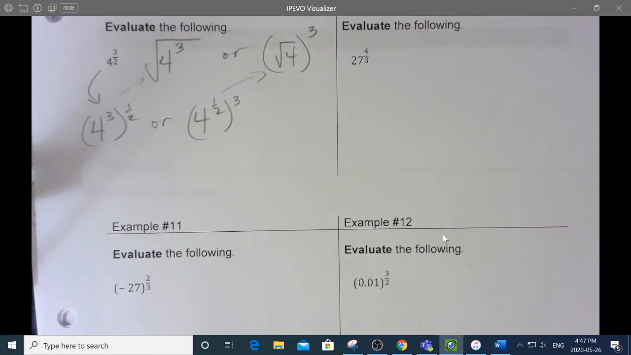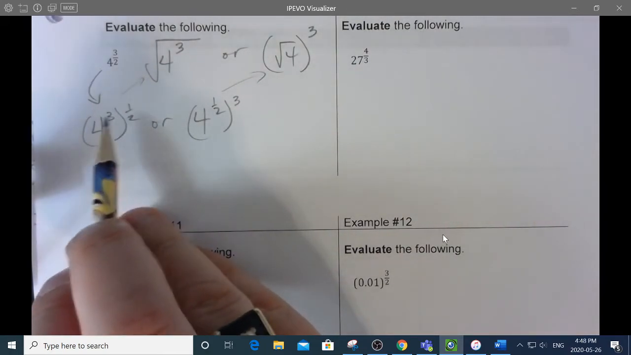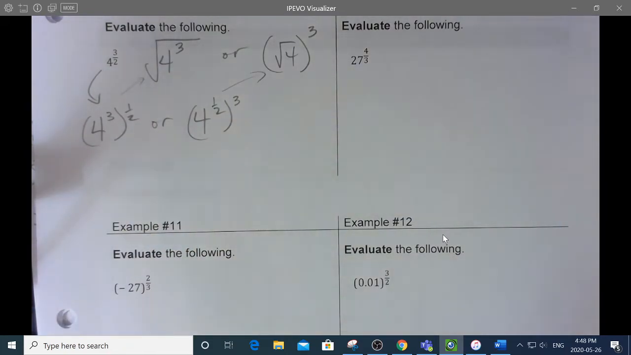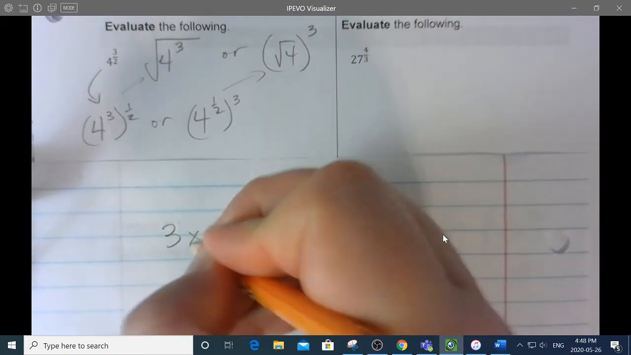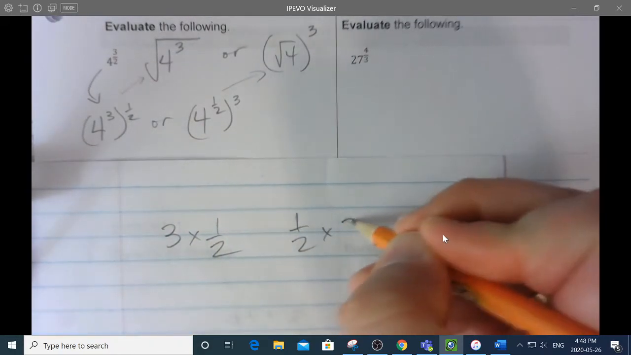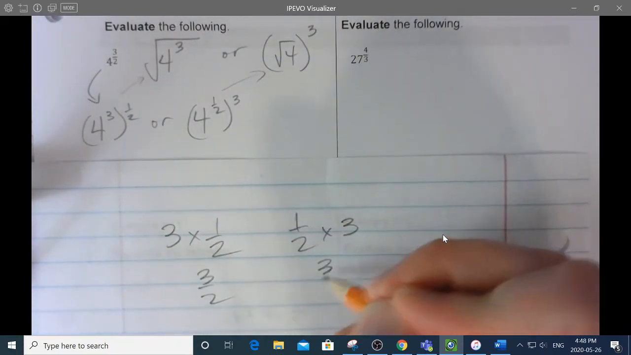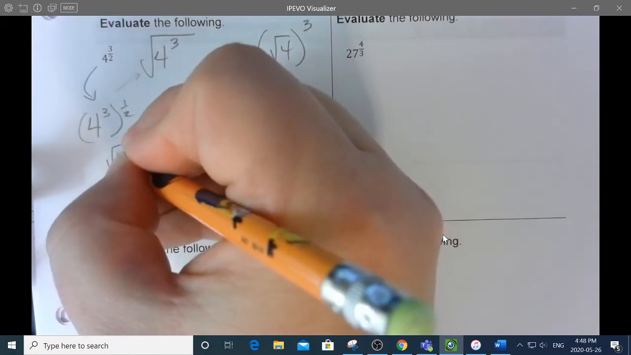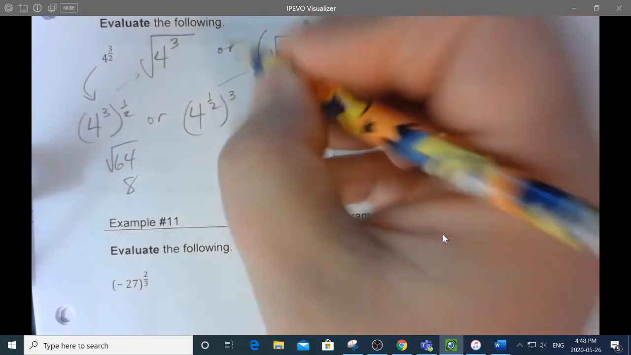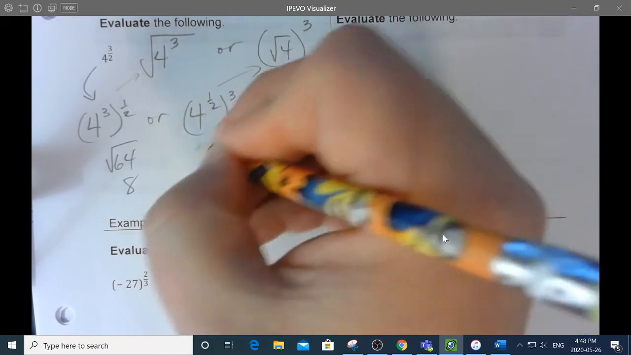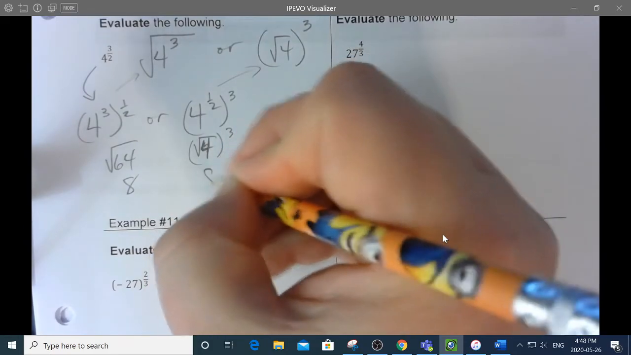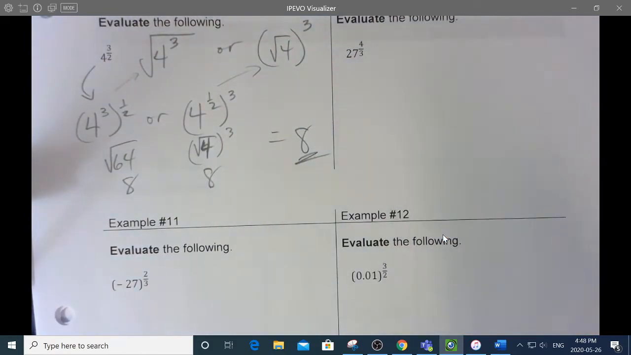Now, why are those two things the same? Because in the power of a power rule, you multiply these together. And just using scrap paper here, 3 times 1/2 is the same as 1/2 times 3. They're both 3 halves. It doesn't matter which way you do it. Isn't that cool? So this is actually 64 square rooted, which is 8. Or this is the square root of 4, 4 cubed, which is 2 cubed, which is 8. Either way, the answer is 8.